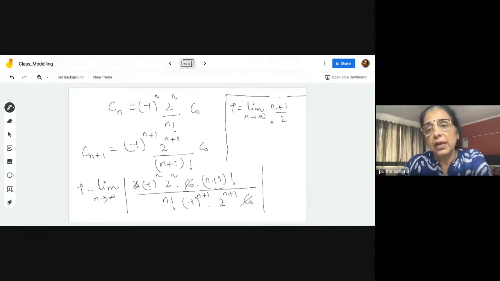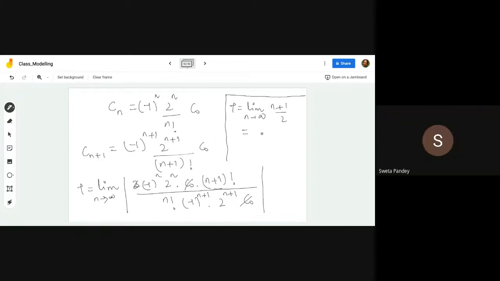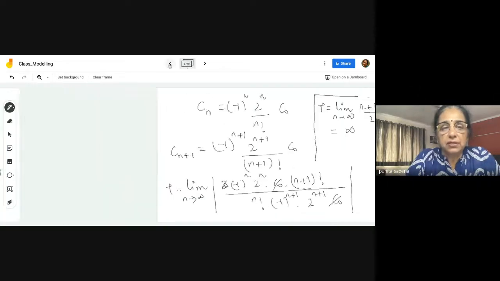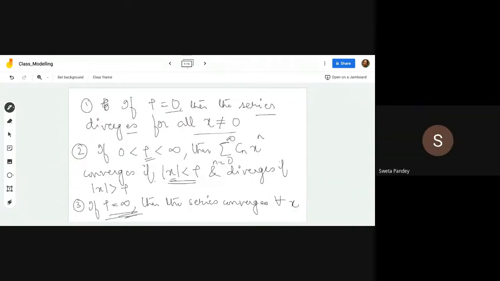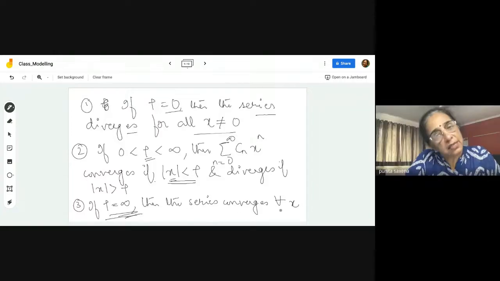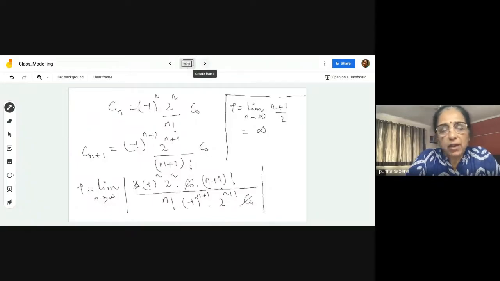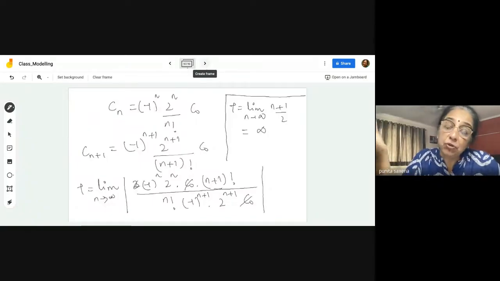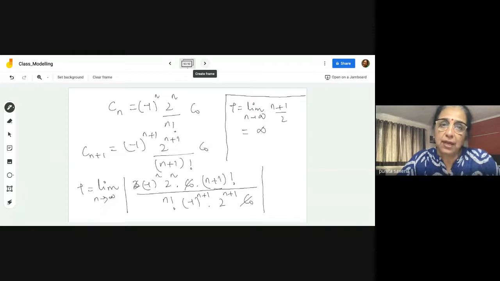So what is the limit when n tends to infinity in this case? Simple. Infinity. And when rho is infinity, what happens? For all values, converges for all x. The series is convergent, right? That is why you have convergence. तभी तो convergent, किसको converge कर रही है वो series? To e to the power minus 2x. Okay, so that is why we have a well-defined solution both ways for this differential equation.